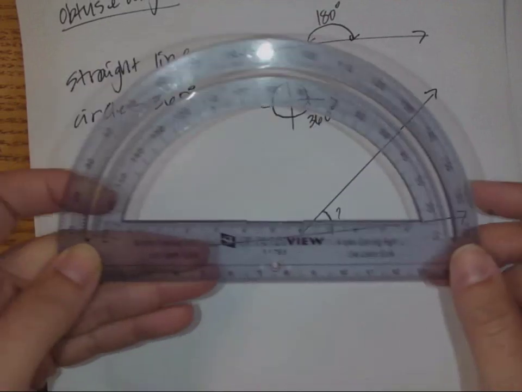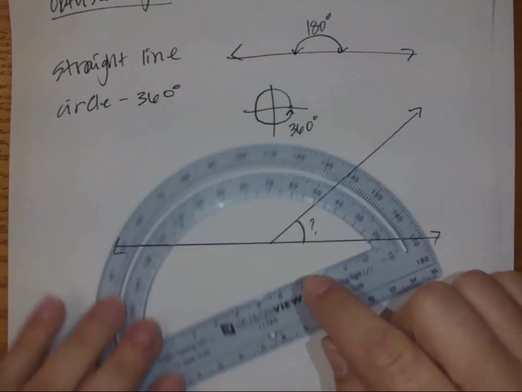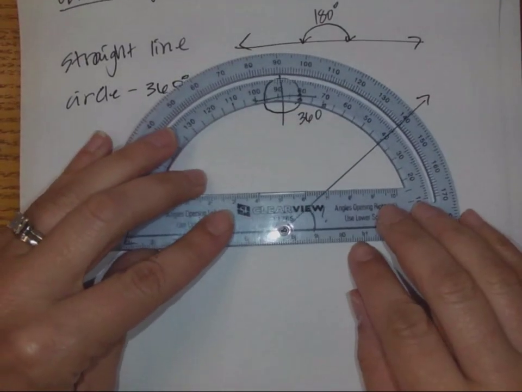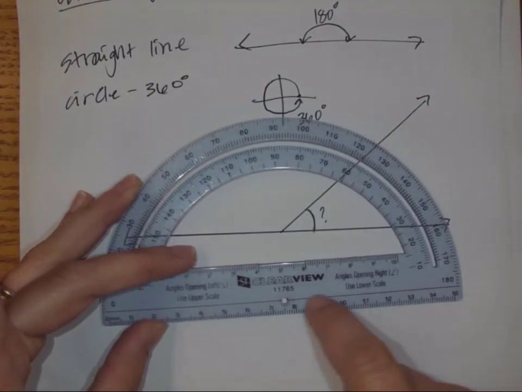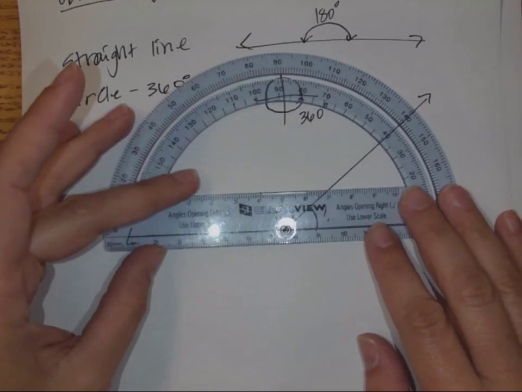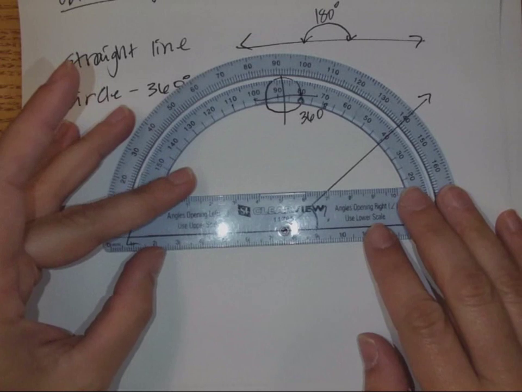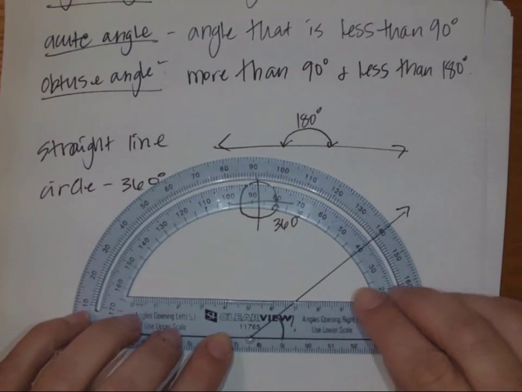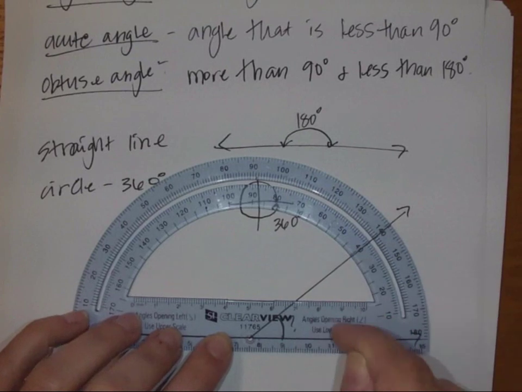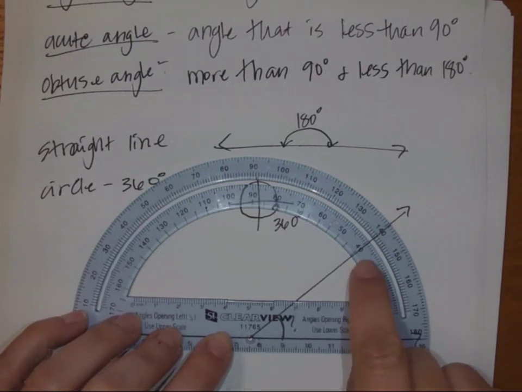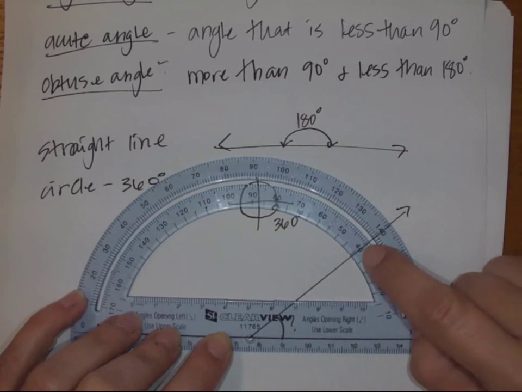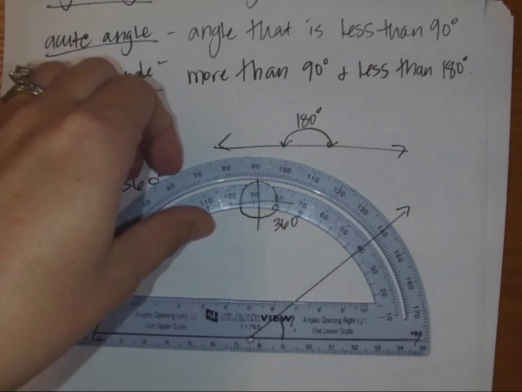This little circle in the middle is where you put the intersection of your two lines. Then line up the bottom line of your protractor with the bottom line of the angle. From there you can see it's one of these two answers. It's the bottom number because this is an acute angle smaller than 90, so I need a smaller number. It's a little bit less than 40 degrees, probably 39 degrees.